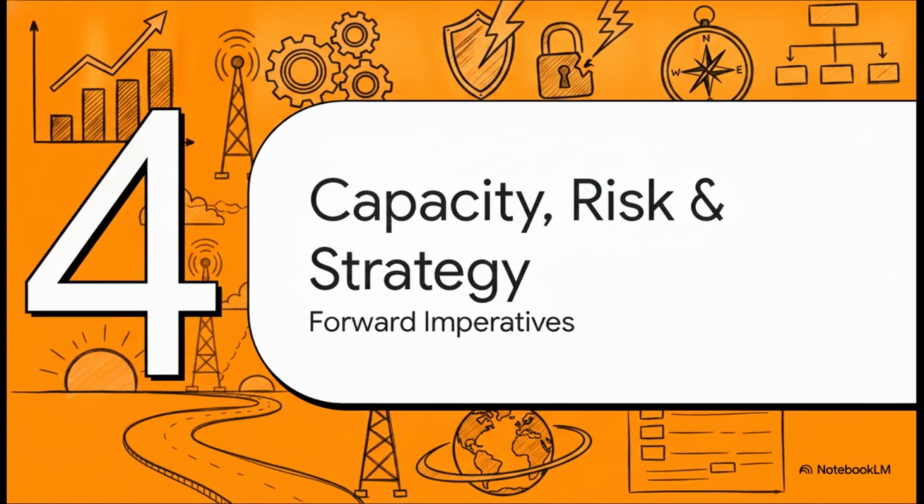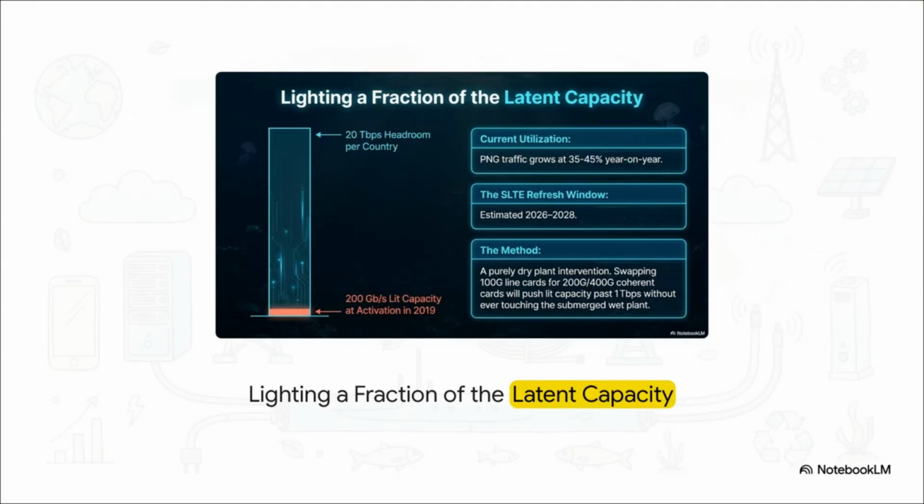Moving into our final evaluation phase, Section 4, Capacity, Risk, and Strategy. Let's look at the forward-looking imperatives. Let's examine capacity. Currently, only a fraction of the system's latent capacity is actually lit, just 200 gigabits per second at activation. However, there is a massive 20 terabit per second headroom per country. Because data traffic is growing at up to 45% year-on-year, an SLTE refresh window is estimated between 2026 and 2028.